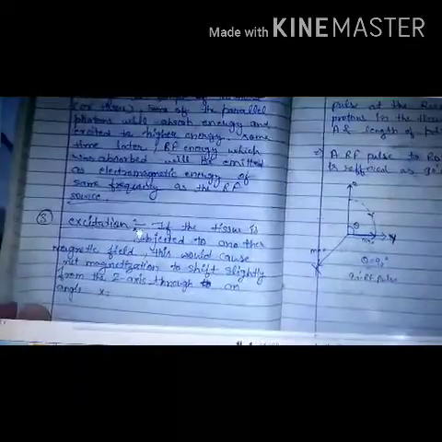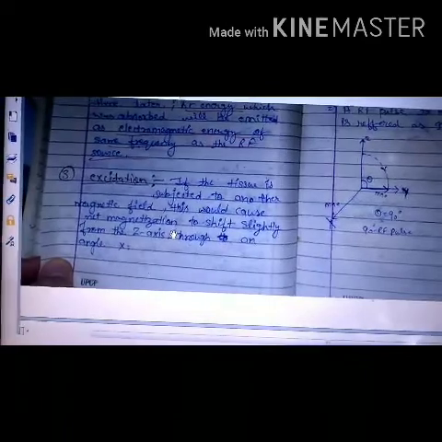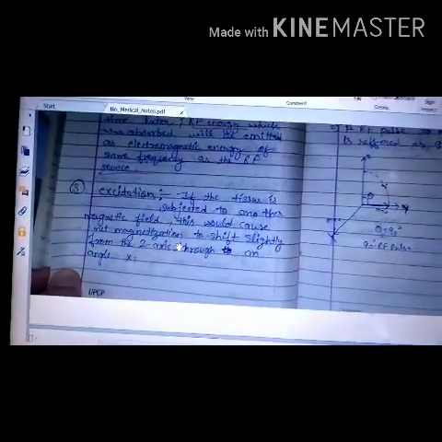Now next comes excitation. If a tissue is subjected to another magnetic field, this would cause the net magnetization to shift slightly from the z-axis through an angle x.